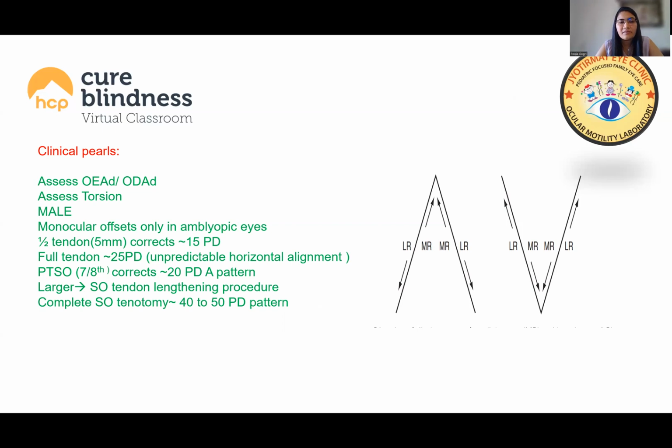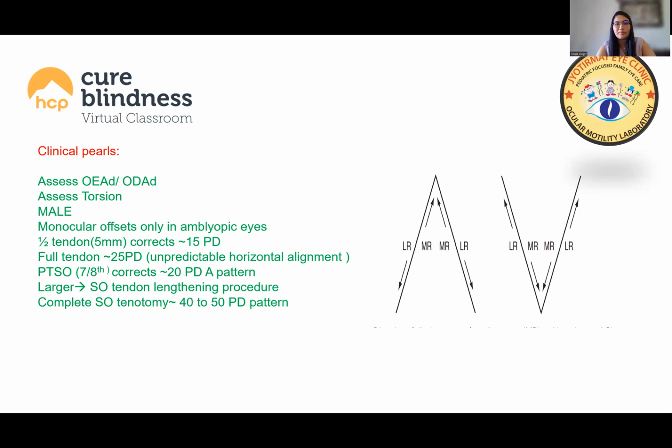We reserve a full tendon transposition of the muscles only when you have a very large pattern, because when you have a very large pattern and you alter the path by a complete tendon shifting vertically, the effect on the horizontal strabismus correction is not very predictable. So it is reserved for very, very large patterns. We prefer to do only a half tendon shift otherwise.